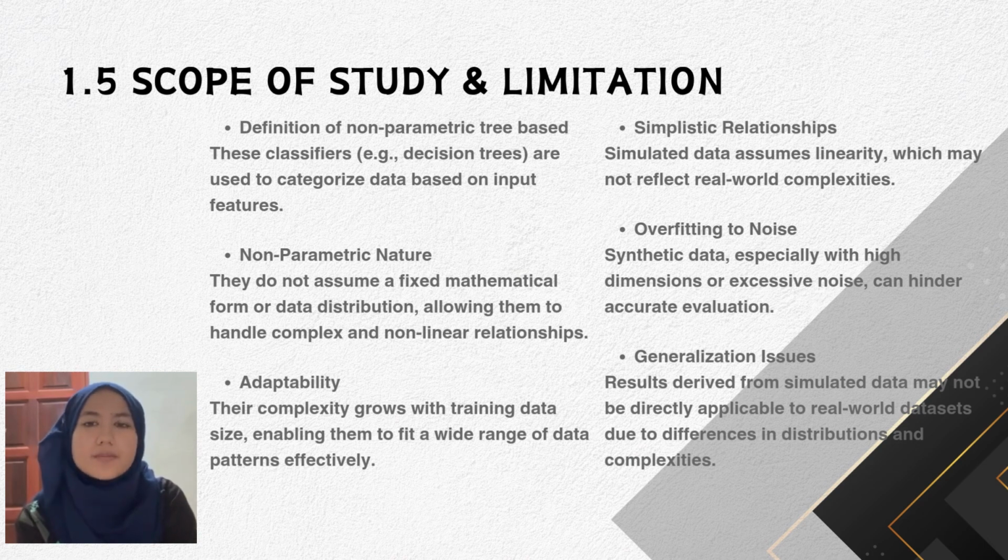Scope of study and limitation. Definition of non-parametric tree-based classifiers: these classifiers, for example decision tree, are used to categorize data based on input features. Non-parametric nature: they do not assume a fixed mathematical form or data distribution, allowing them to handle complex and non-linear relationships. Then adaptability: their complexity grows with training data size, enabling them to fit a wide range of data patterns effectively. We go to limitation.